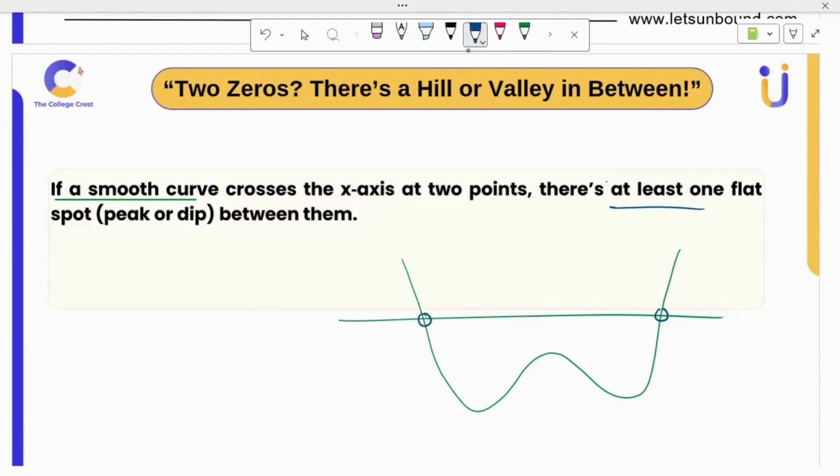Okay, so we can guarantee at least one. We are not telling exactly one. Okay, at least one. So here you see two it crosses. So we got three local extremas. Correct, but at least one is guaranteed. Right. So this is a theorem based fact. We will learn that in more depth. Now you can just take this as a fact.